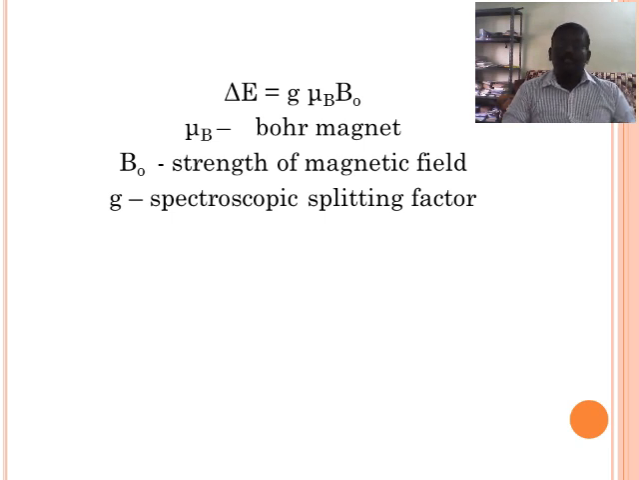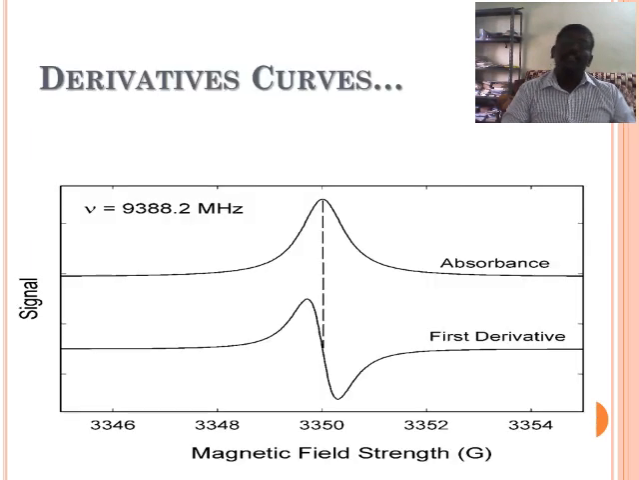Derivative curves. A spectrum or spectra is commonly presented as derivative curves. The slope of the absorption curve is plotted against the strength of the magnetic field. So here the signal is plotted versus magnetic field strength, and what is observed is the first derivative.